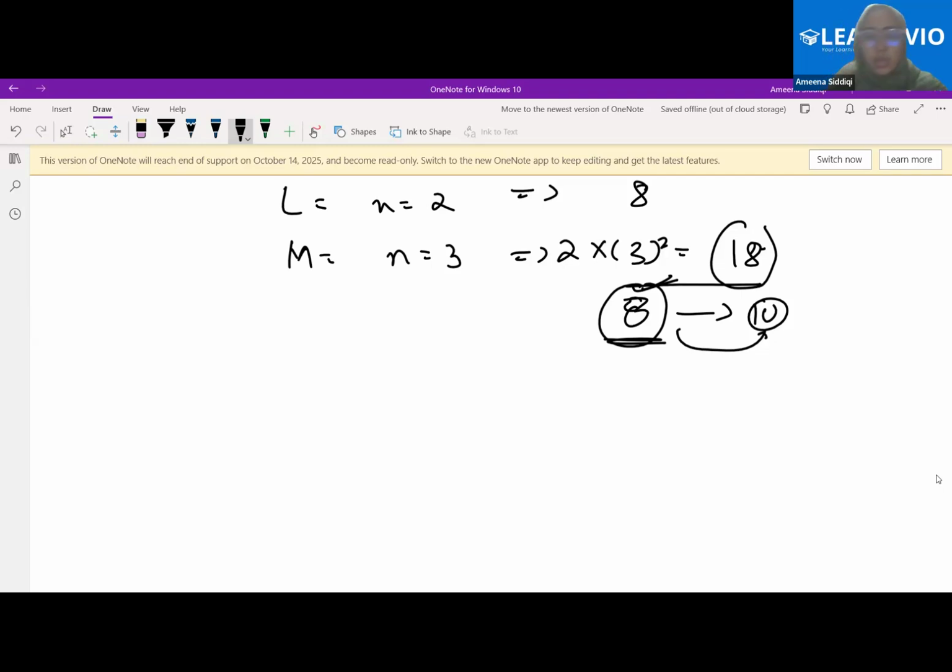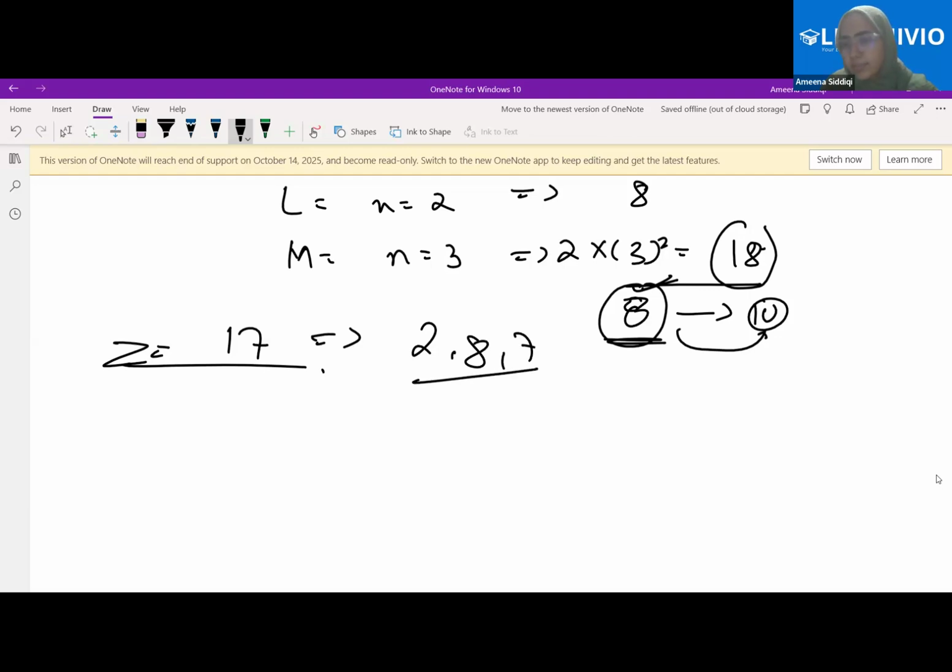Clear? So now, if I'm saying the atomic number for any element is 17, quickly tell me the electronic configuration. If there's 17, is that the mass or is that the proton number? Atomic number Z. It would be 2, 8, 7. Excellent. 2, 8, 7.